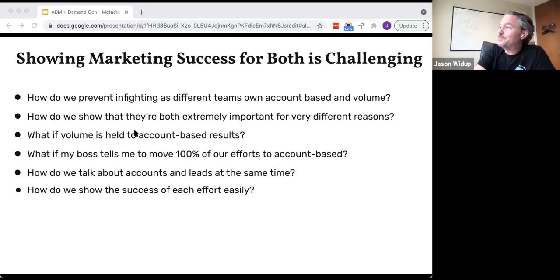What if volume is held to account-based results? We were talking about that earlier. What if you're trying to do ABM and you're measuring it with the old way? And there's the one right there: what if my boss tells me to move 100% of our efforts? How do we talk about accounts and leads at the same time? There was a question in the Q&A we'll address in the upcoming slide about what happens in the double funnel, from a measurement standpoint, when they come together, then what do you do?